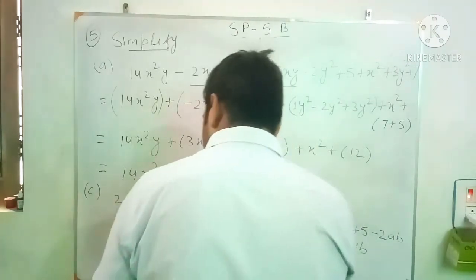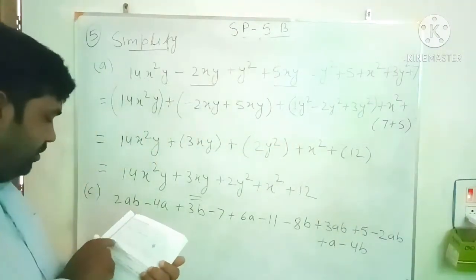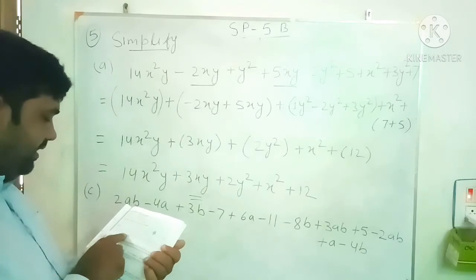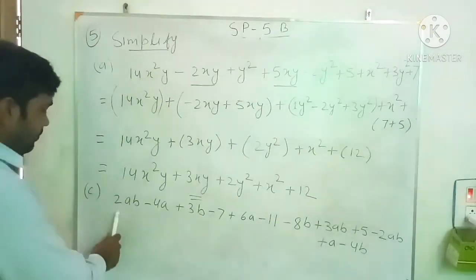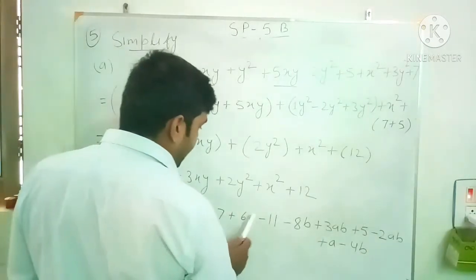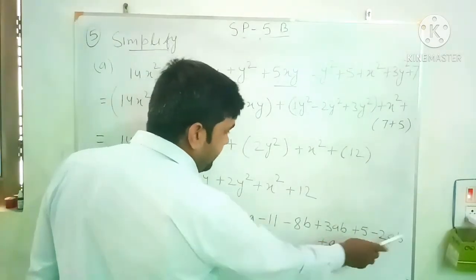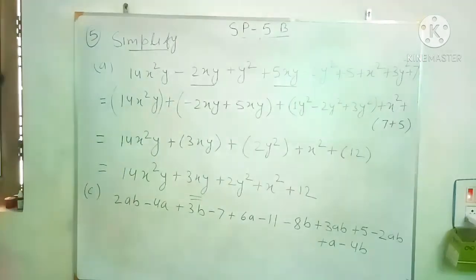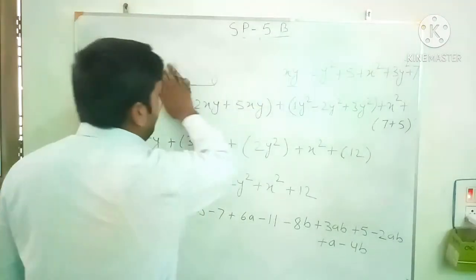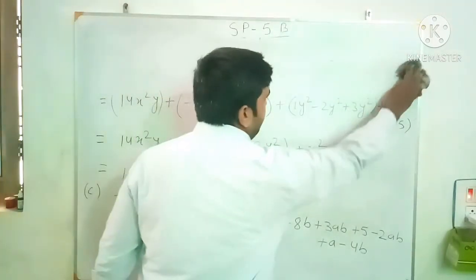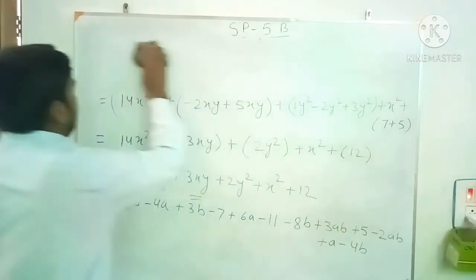This is the expression. So see, count how many terms are there: 1, 2, 3, 4, 5, 6, 7, 8, 9, 10, 11, 12. Here 12 terms are there. Okay, so it is correct. So this is the last question of this exercise.